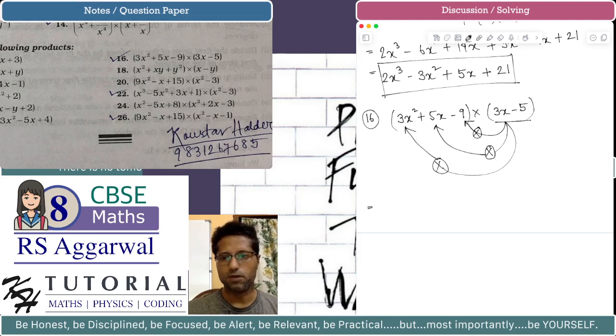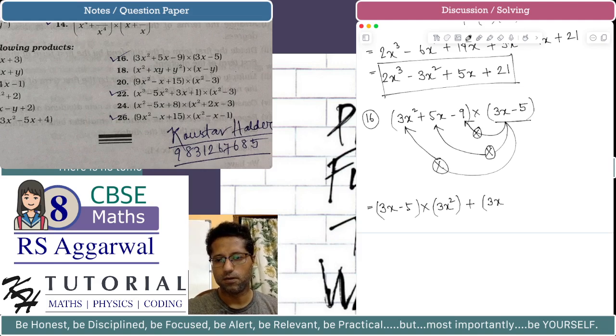So this will be equal to 3x minus 5. This is the second polynomial multiplied by the first term of the first polynomial, 3x square, and then again the product of the second polynomial with the second term of the first polynomial, 5x, and then again the product of the second polynomial with the last term of the first polynomial, that is minus 9.